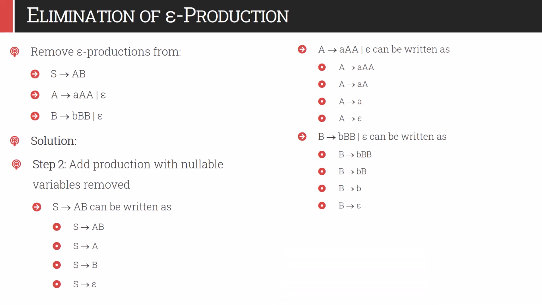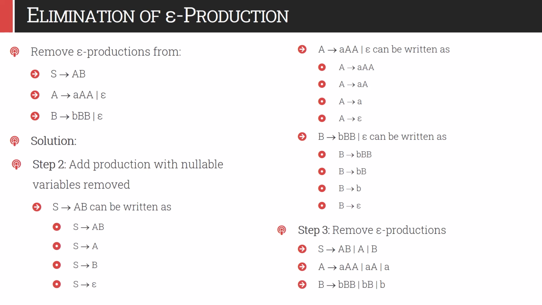And in step 3, we have to collect all these productions and we will simply remove epsilon productions from this grammar. So we can rewrite the simplified grammar as S gives AB or A or B. The last production will be removed. For A, we will have three productions, that is A gives aAA, or aA, or a. And the same is true for the productions of B. So this is the epsilon free grammar equivalent to the original grammar.